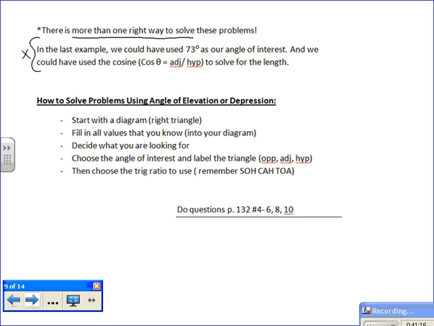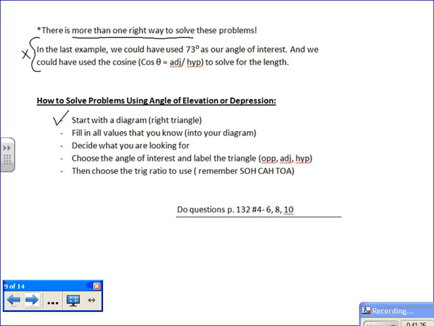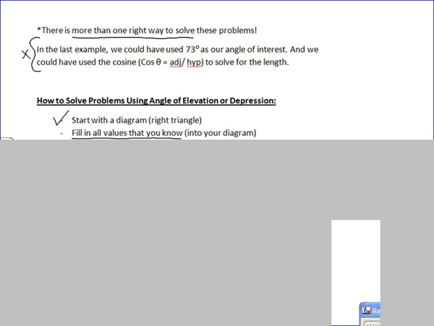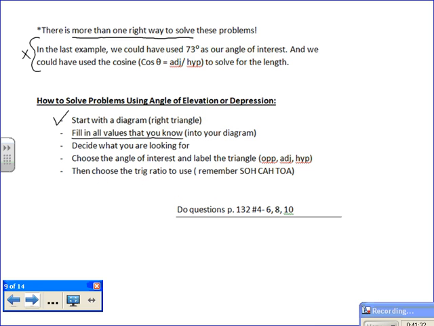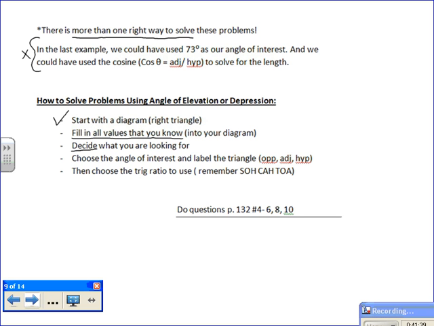But how to solve these problems, it's always the same. Start with a diagram, which is going to end up being a right triangle. So find the right triangle in your question. Fill in all the values that you know. So if you know any side lengths, you fill them in. Any angles, you fill them in. Then decide what you're looking for. Choose an angle that's going to be the angle of interest, and then label the rest of that triangle relative to that angle.